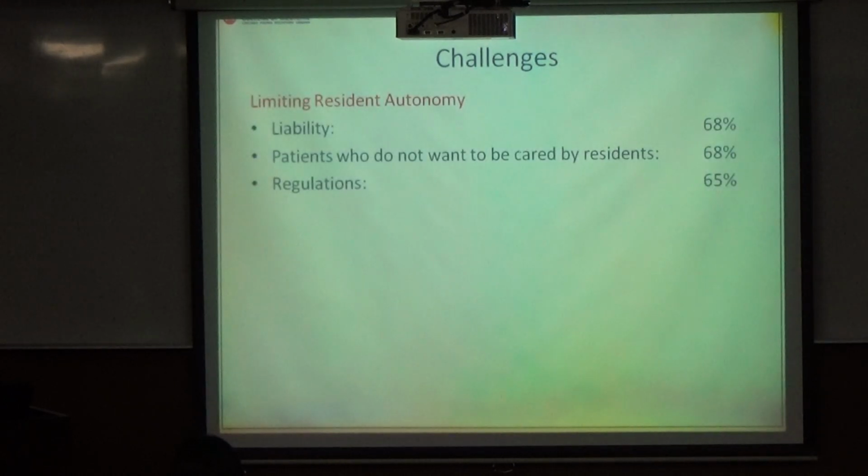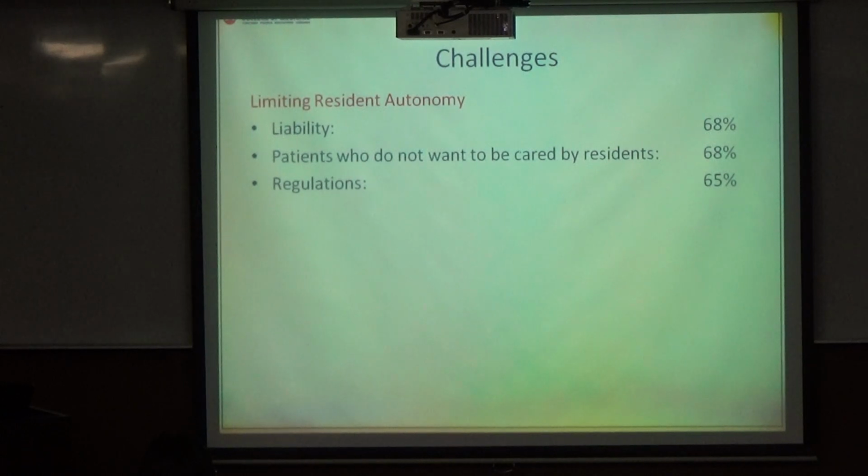And we asked them, why did you think this was a problem? They thought they weren't giving enough autonomy to the residents because of liability concerns. Patients who don't want to be cared for by residents was also quite high, so the patients didn't want to be cared for by residents. But residents have to care for patients to increase their autonomy and to increase their skills.